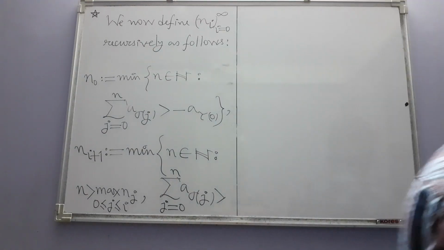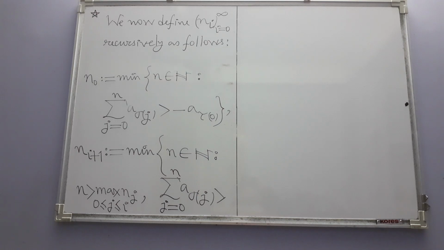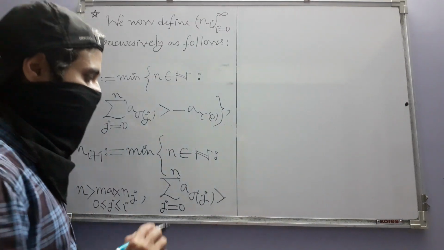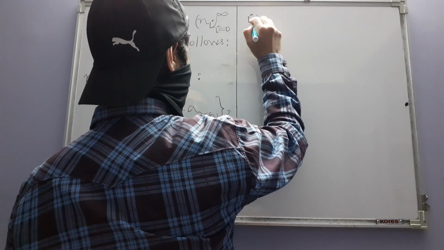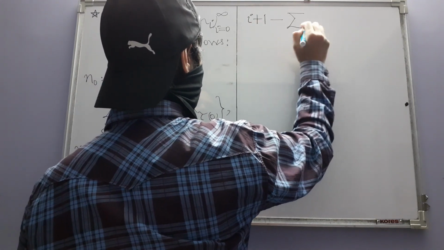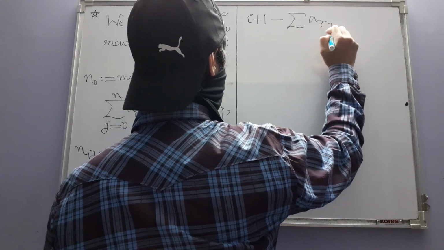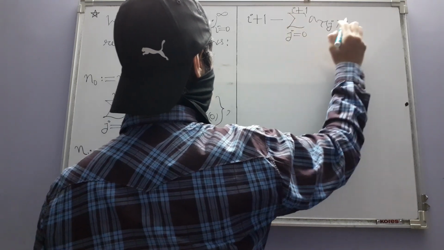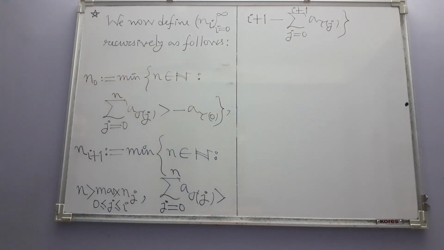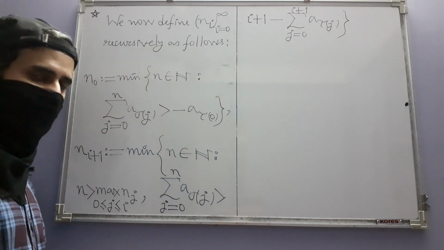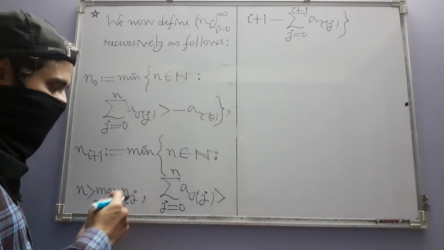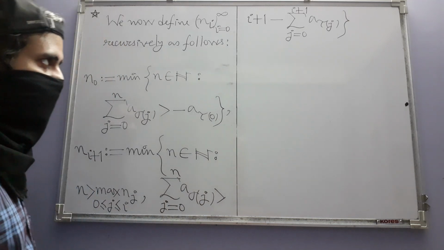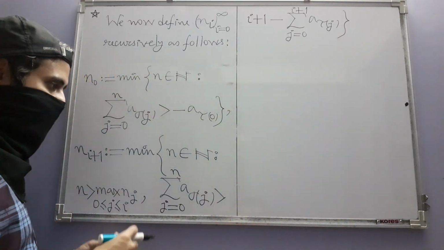Now this sum has to be greater than i plus 1 minus summation A tau of j, where j varies from 0 to i plus 1. What a messed up definition. It looks like that. I mean, suddenly out of nowhere we are considering these things, but things have been fine-tuned so that we ultimately get what we want. We will see. So let us now first see what this definition even means.